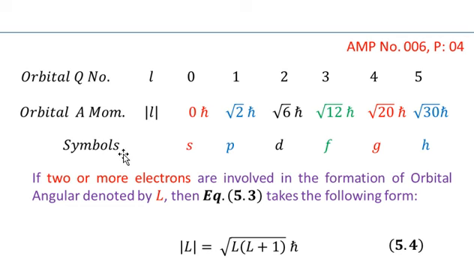Now the symbols associated with the values of the orbital quantum number. For example, when L is equal to 0, the term symbol will be represented by S. When L is equal to 1, the term symbol will be P. When L is equal to 2, the term symbol will be D. When L is equal to 3, the term symbol will be F. For L equal to 4, the term symbol is G. For L equal to 5, the term symbol is H. So these are the term symbols associated with the values of the orbital quantum numbers, and these will be frequently used in the atomic physics course.